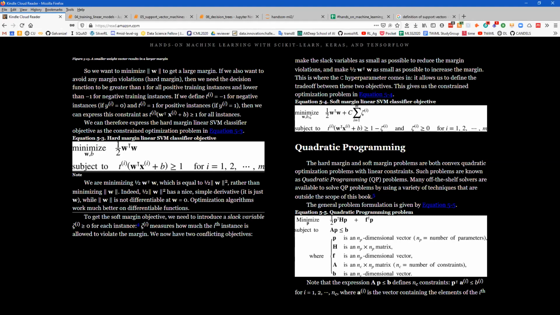So definitely each should be an identity matrix. AP, well, it's the AP less than B inequality. That's a set of inequalities. And that should be this equation here, which has I terms in it, right? For I equals, it has M terms in it, right? And so presumably we can figure out what A is by writing it all out.